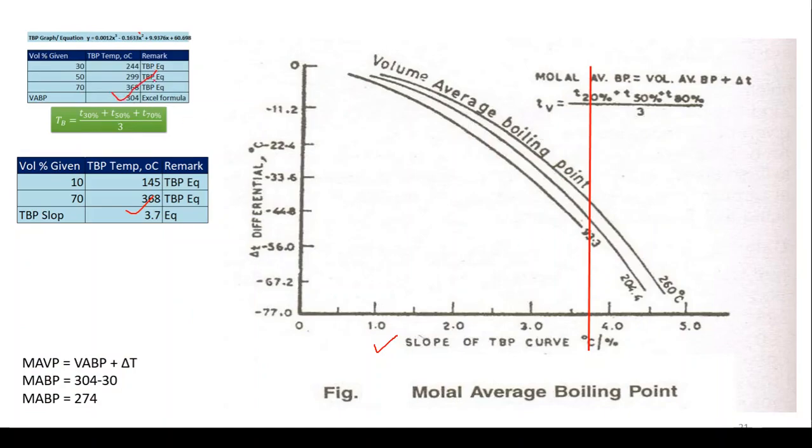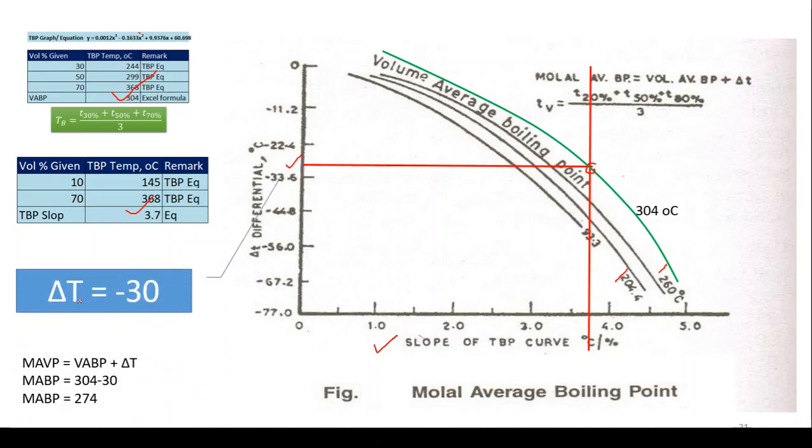The value is 3.4. So the problem is that these are 204, 260, 290. So we need to take the approximate value. For that we have to draw a very close and approximate value for 304. So this way we can mark 304, and then we can find this intersection point, and then find out the y-axis, that is the differential delta T, that is very close to minus 30. So we can say delta T is minus 30 degrees Celsius.